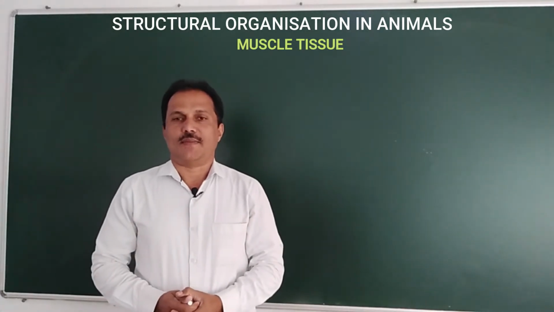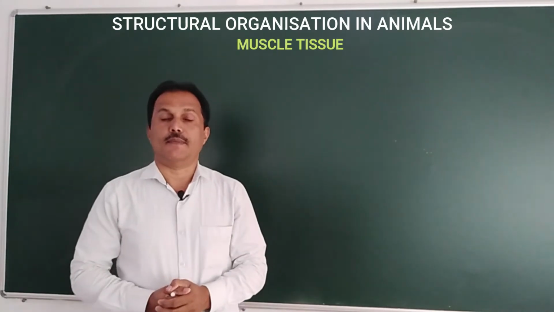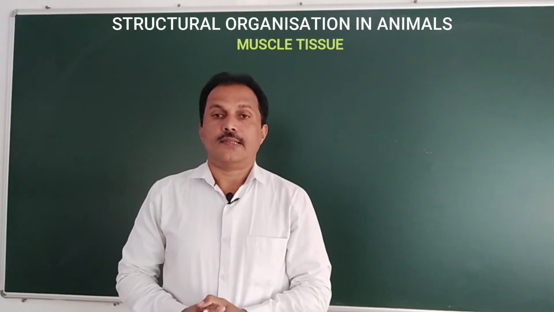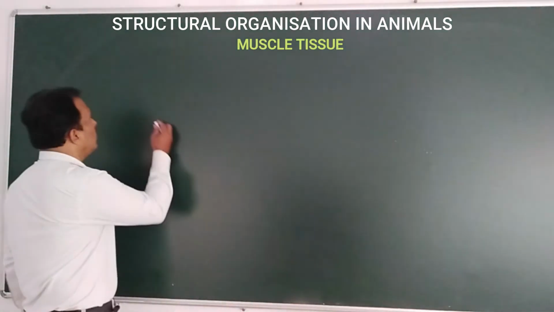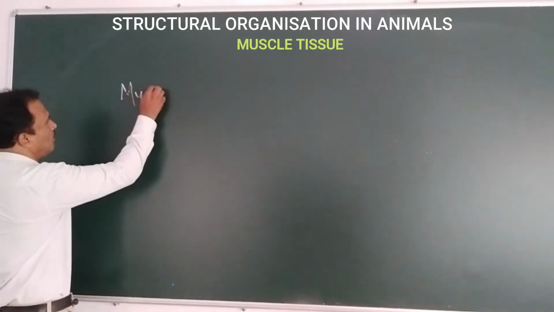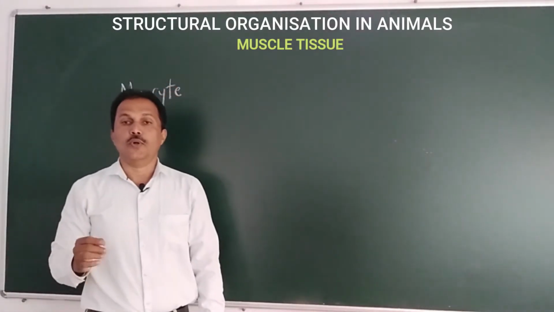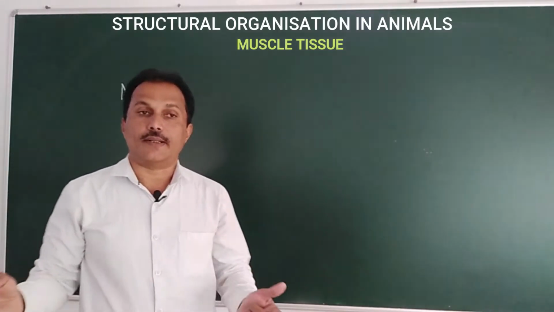Today we are going to discuss the muscle tissue. When we talk about the muscle tissue, it is made up of a cell known as myocyte. If you just have a look, this is the cell known as myocyte. Very commonly in books it is given as muscle fibers.